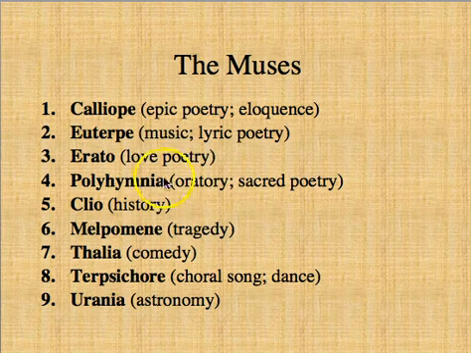We have Euterpe here, who's allegedly with music. And then you can see that we have Terpsichore, who's known as the muse of dance, but also the muse of choral song. Lots of choruses sang as well as danced. And you can see how many are related to poetry. Lyric poetry, love poetry, sacred poetry.